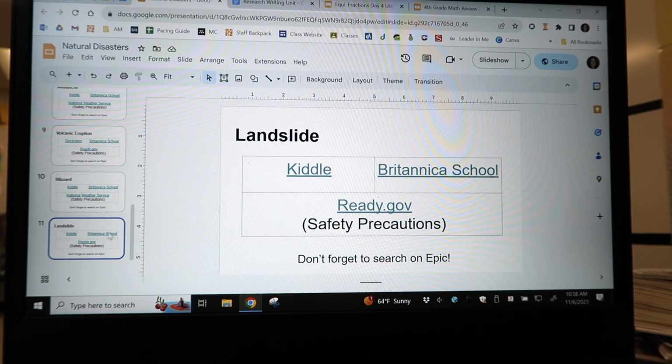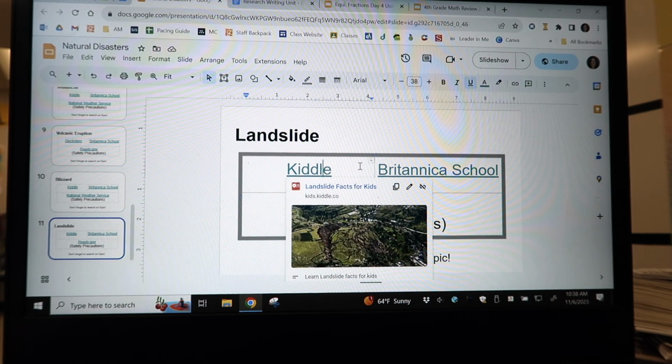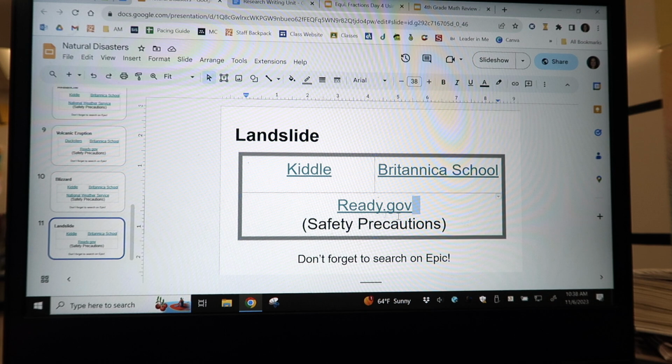So there were a couple that didn't have it, so we went to Kiddle for the research, and then for ready.gov, because it wasn't on the National Weather Service. I guess landslides aren't quite considered a weather event, but this is definitely part of our standards, so we wanted to make sure we included landslides.